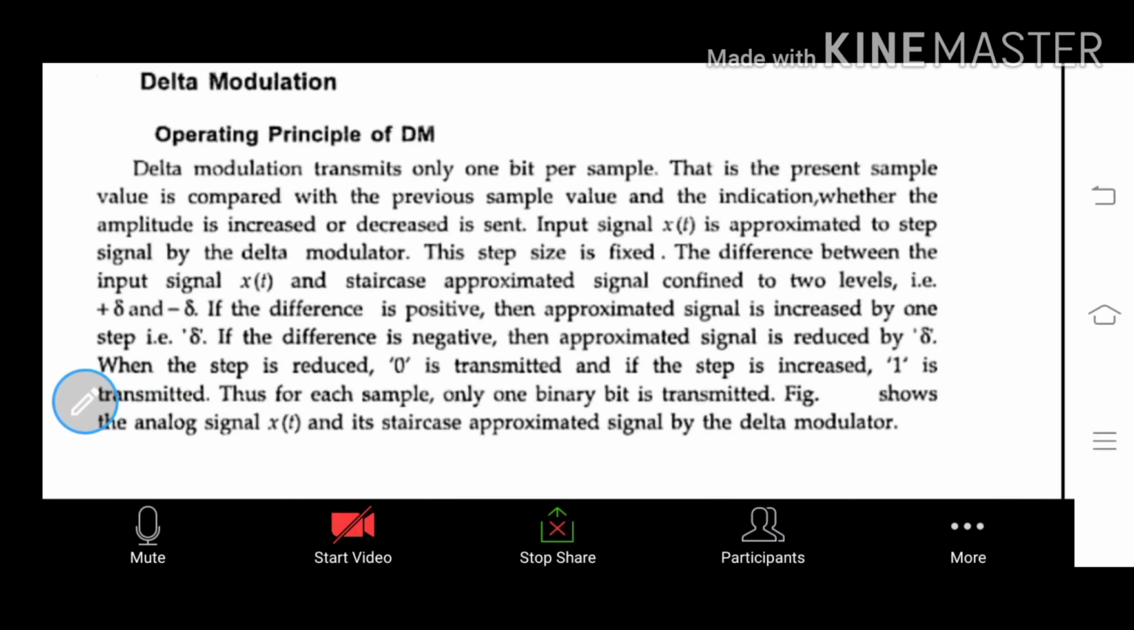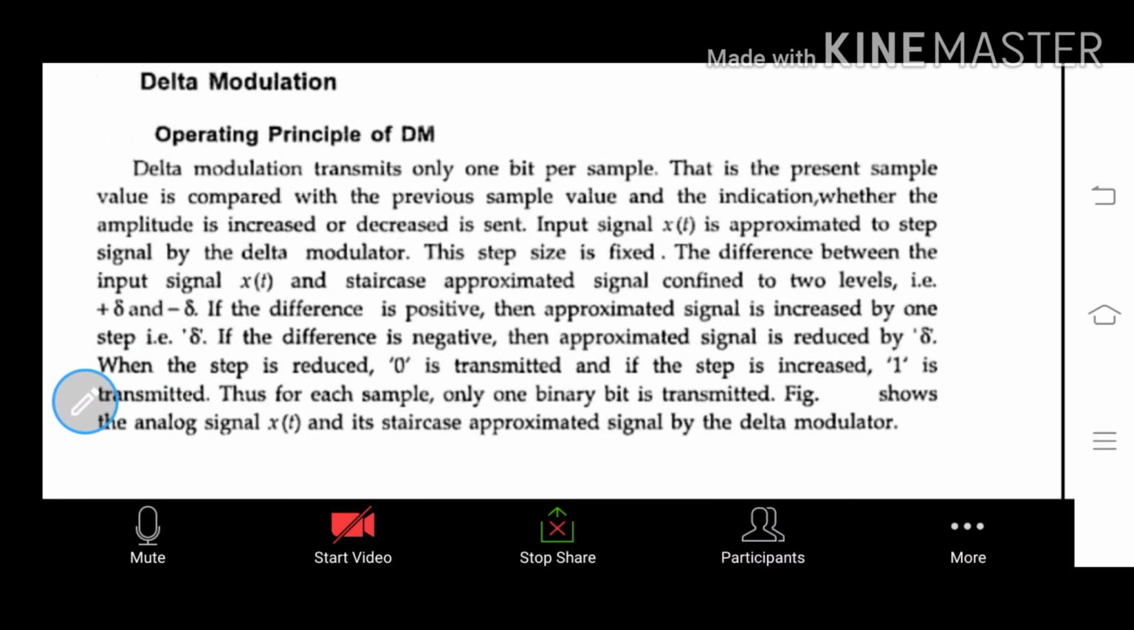Here, in delta modulation, you can find that the step size is fixed. The difference between the input signal x of t and the staircase approximated signal is confined to two levels, that is, positive and negative levels, plus delta and minus delta. If the difference is positive, the approximated signal is increased by one step, that is delta.